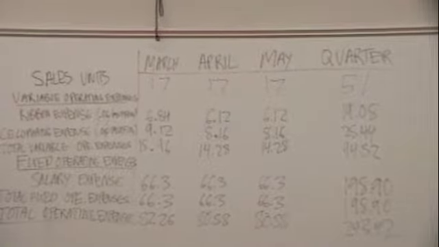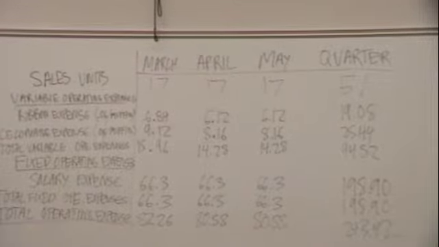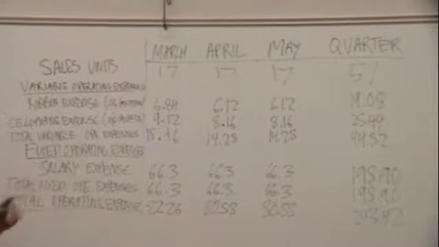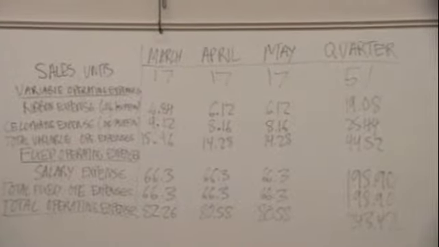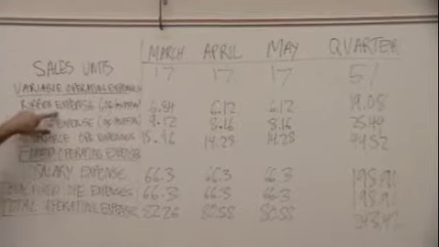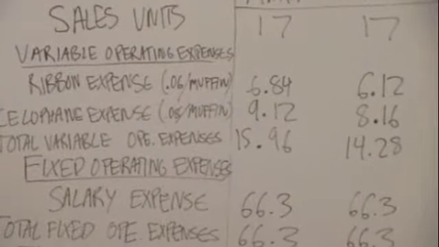So, we decided as a group that we were going to put a cellophane wrap around it and a ribbon as well. So that's going to be a variable expense. And the way we had it calculated, it's going to come out to 6 cents per muffin for the ribbon expense and 8 cents a muffin for the cellophane expense.